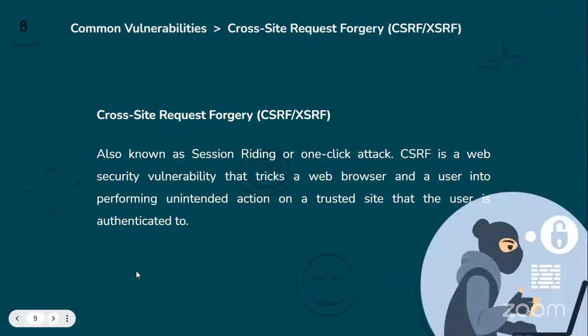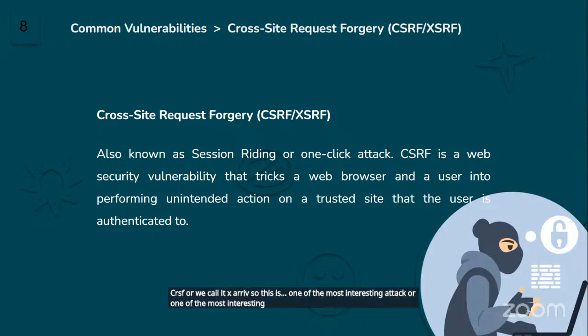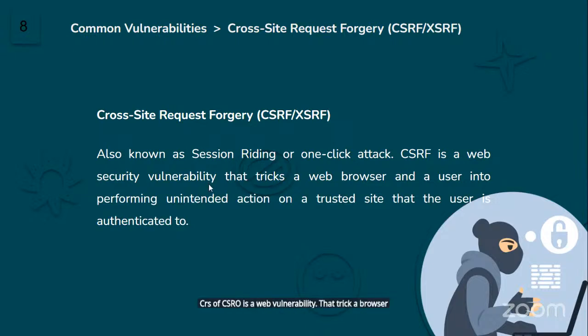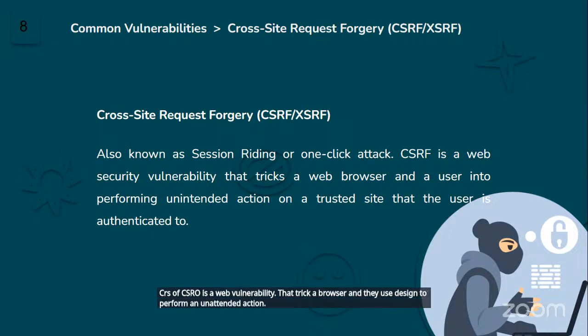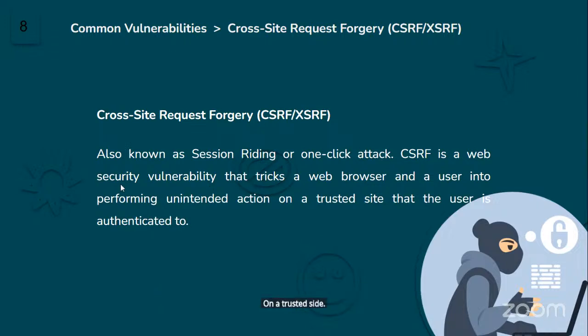So let's go to the next one, which is cross-site request forgery, CSRF, or we call it XSRF. This is one of the most interesting vulnerabilities that can be exploited. It is also known as session riding or one-click attack. CSRF is a web vulnerability that tricks a browser and the user into performing unintended actions on a trusted site that the user is authenticated to.